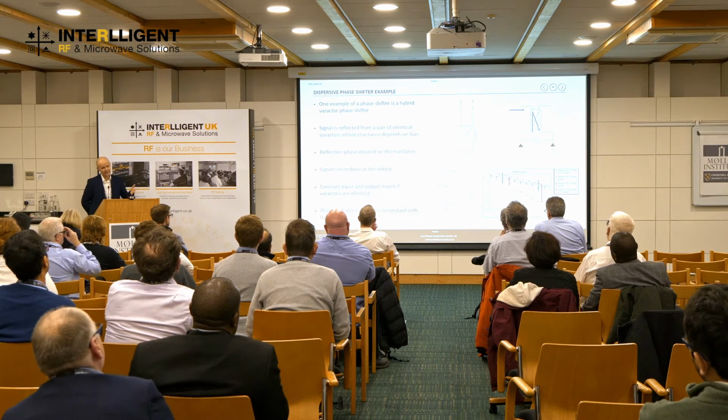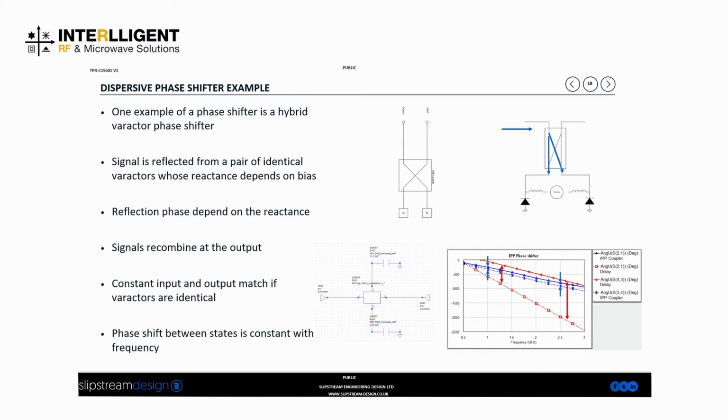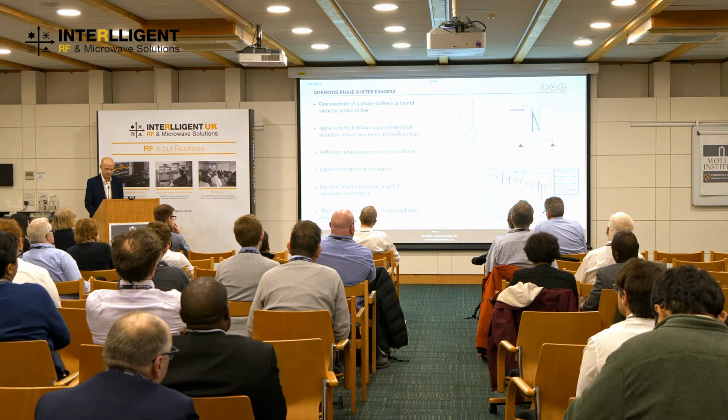This is just driving that message home. One way to make a phase shifter is to use a hybrid coupler with a couple of varactors on, and then the signal is reflected off those varactors and then recombined at the output. And there's a plot here on the bottom right. The blue lines show two different phase states, and we can see for this configuration that there is a constant phase shift between the two phase states. And I've overlaid there on the red trace two transmission lines giving us this increasing phase shift between the two states, which is what we're after.